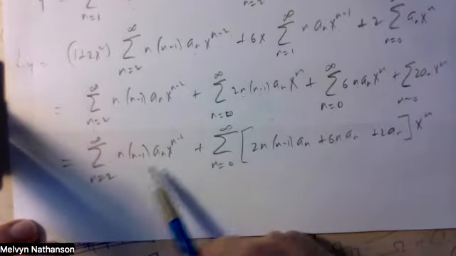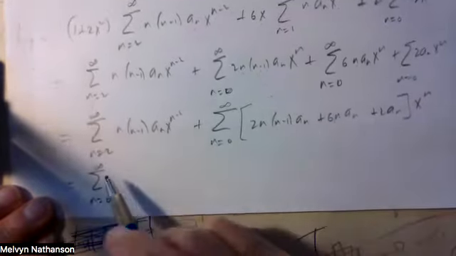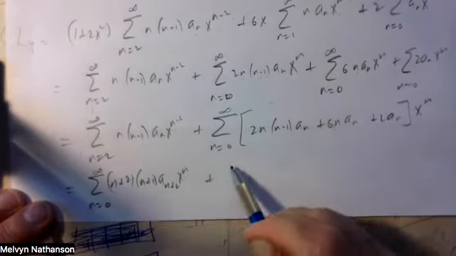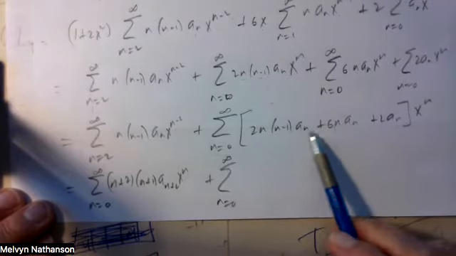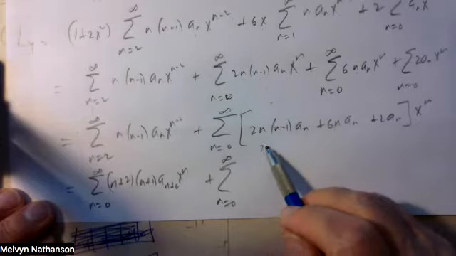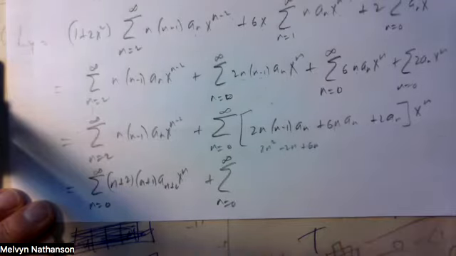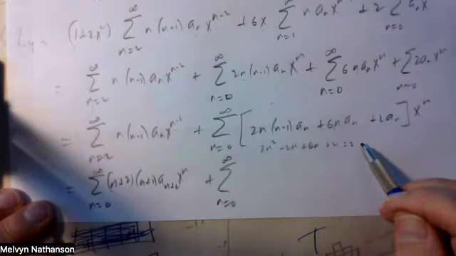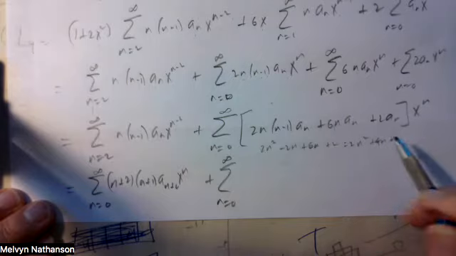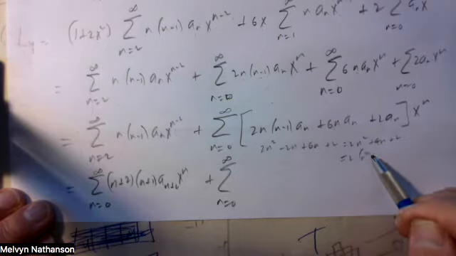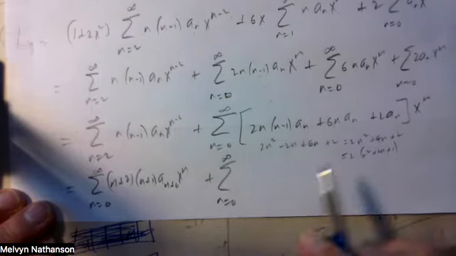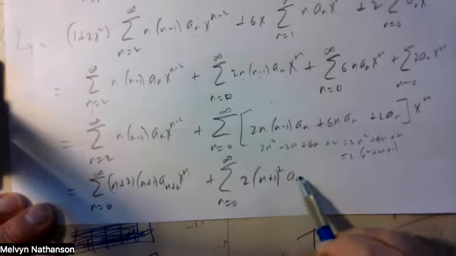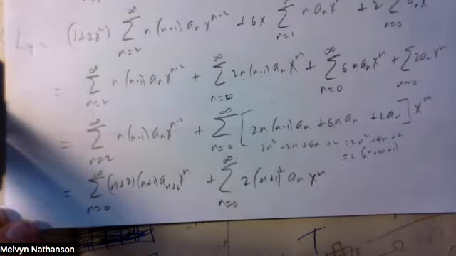Let me shift the index here. So I'm going from 0 to infinity. So I can replace n by n plus 2. (n plus 2)(n plus 1) a_(n plus 2) x to the n, plus summation n goes from 0 to infinity, what do I have here? I have something times a_n. This is 2n squared minus 2n plus 6n plus 2, which is 2n squared plus 4n plus 2, which is 2 times n squared plus 2n plus 1. And this is (n plus 1) squared. So this is 2(n plus 1) squared a_n, x to the n.